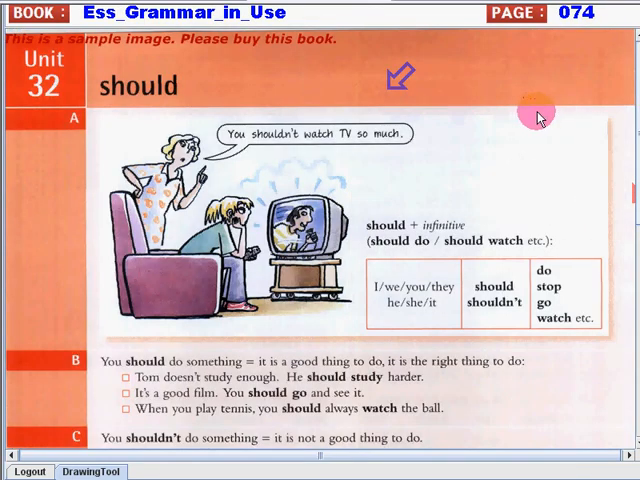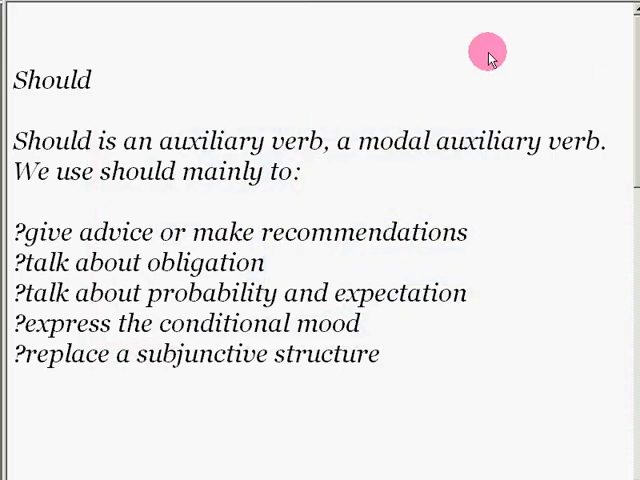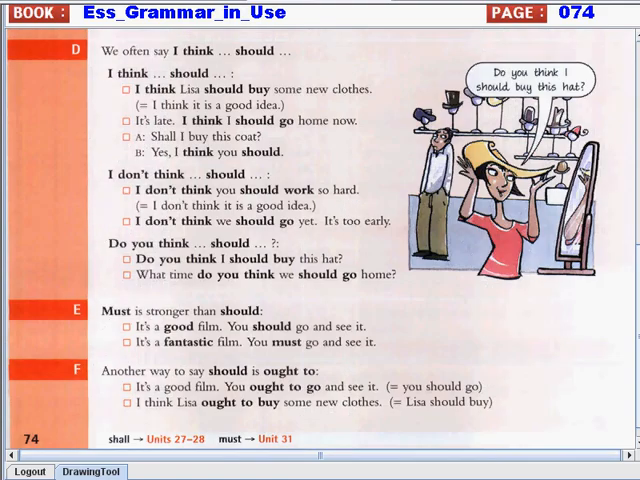Today, we will continue our discussion about Unit 32, the word should. If you can still remember, the word should is an auxiliary verb, a modal auxiliary verb. We use should mainly to give advice or make recommendations, talk about obligation, talk about probability and expectation. So remember those, students. Now, let's continue discussing this lesson on this page.